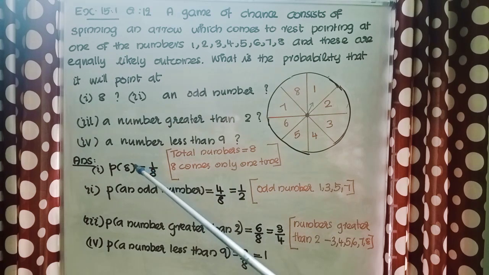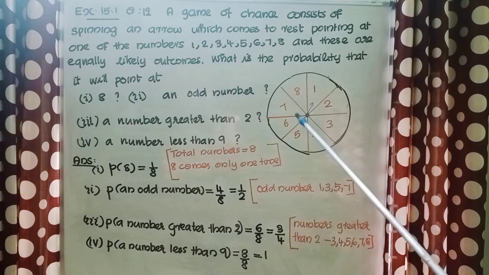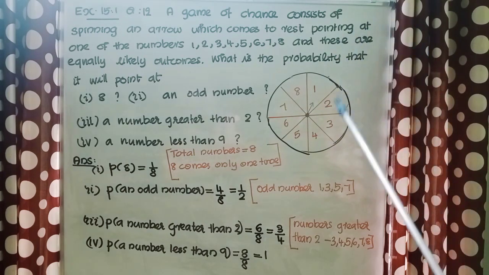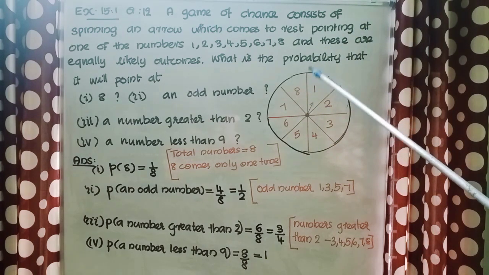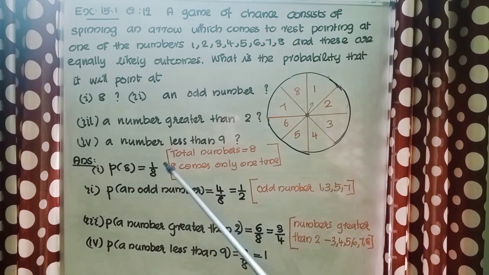So first question is probability of 8. Here we know there are 8 numbers 1, 2, 3, 4, 5, 6, 7, 8. But the number 8 is coming only one time. So the probability of 8 is 1 out of 8. Second question, probability of an odd number. Here the odd numbers in this list are 1, 3, 5, 7. Total there are 4 numbers. So the probability is 4 by 8 to the lowest form, that is equal to 1 by 2.